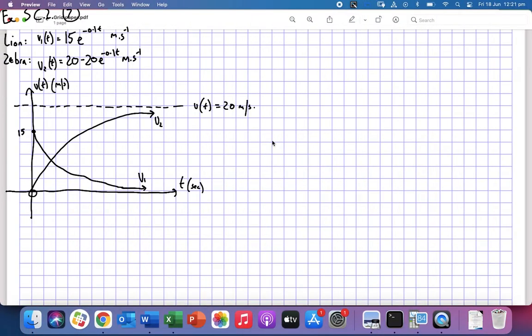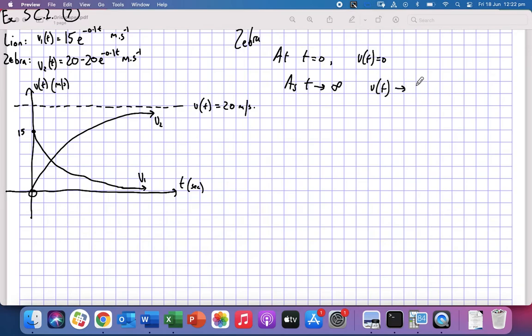For the zebra, you could say, well, I just want to consider times greater than 0. So this is for my zebra at t equals 0. The velocity is 0. As t approaches infinity, the velocity approaches 20 from below. And then just say refer to graph.